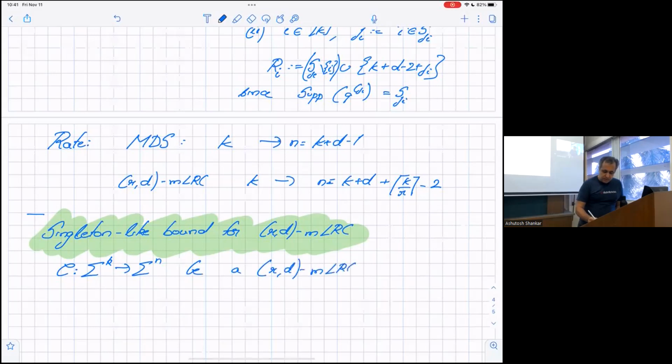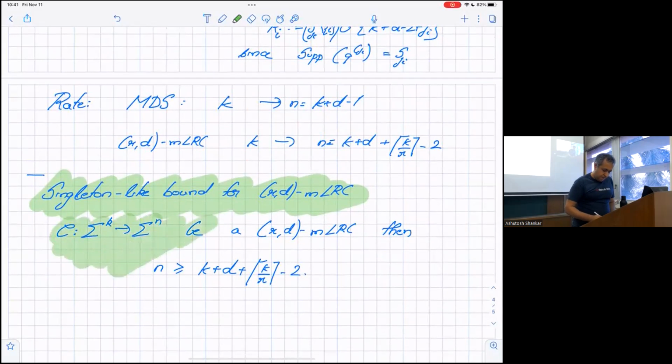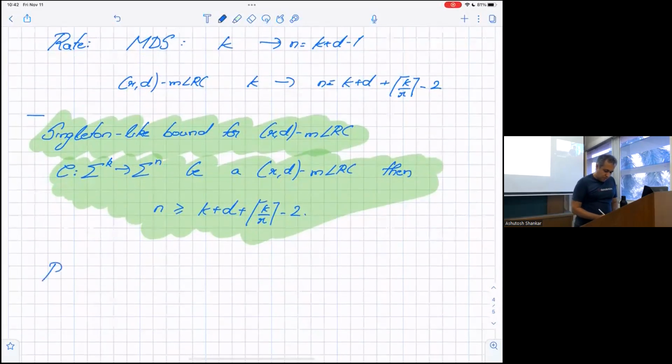LRC. Then n has to be greater than k plus d plus ceiling of k by r minus 2. Okay. How am I going to prove this?